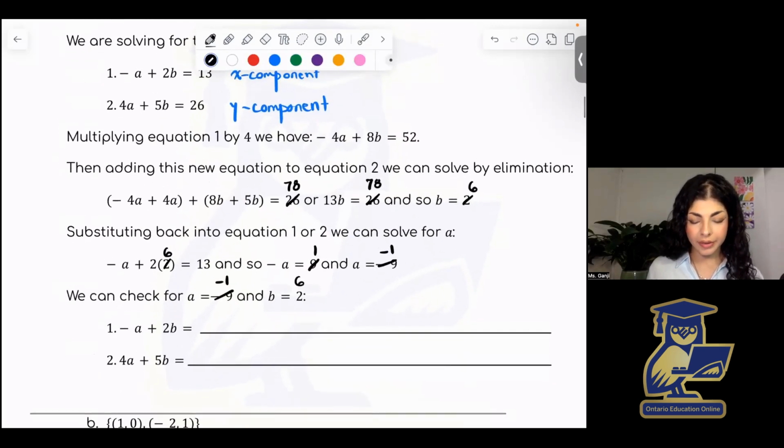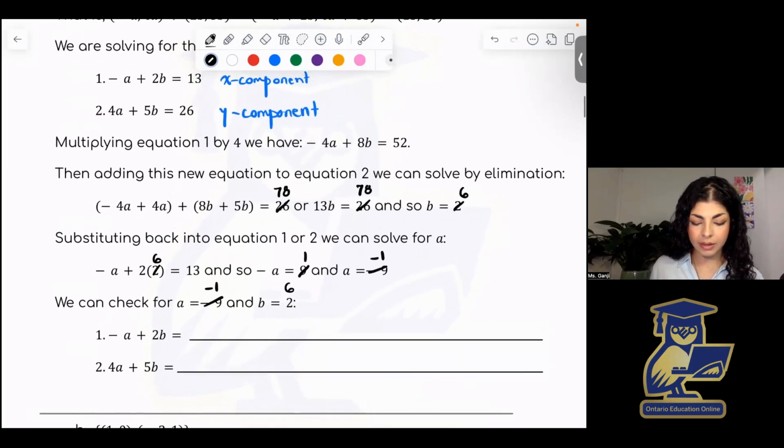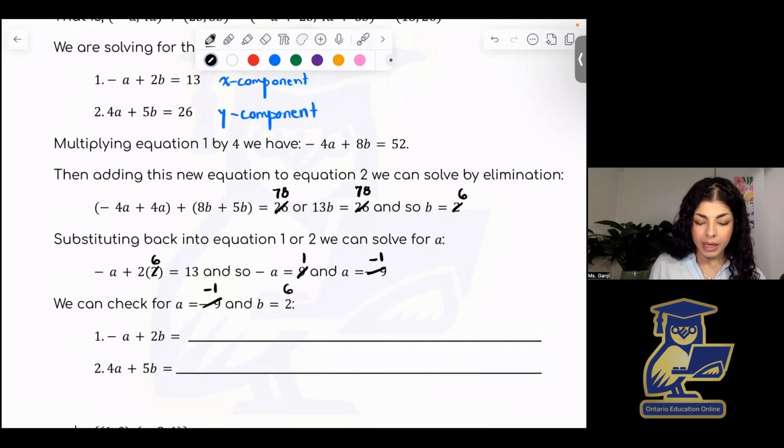Sorry, so slight error there, but I fixed it for you and it'll be fixed on your updated files as well. But here, when you now add this to this equation, what I forgot to do was also add the right-hand side. So 26 plus 52 will be 78. And so then we are left with 13B, which is equal to 78. So B is really equal to 6 if we just divide by 13.